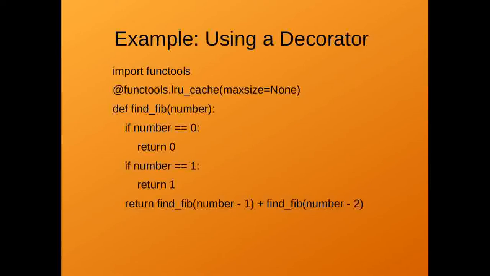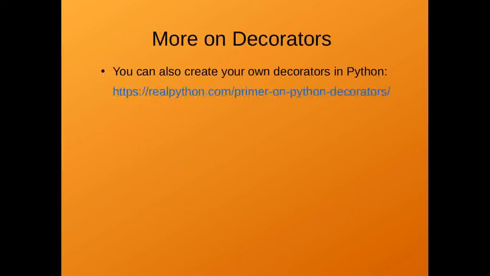So that LRU cache with max size equals none is going to define a least recently used cache with no maximum size that will keep track of, for a given number, what the result was, what the return value was. And that makes it so that instead of having exponential growth, we have linear growth. And here's a nice URL about creating your own decorators. I'm not going to go into how to create decorators here.